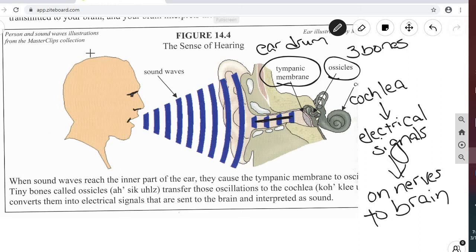So the oscillation of the air due to sound vibrates the tympanic membrane. That causes the ossicles to vibrate or oscillate, and then it gets transferred to the cochlea. The cochlea turns it into electrical signals, and then those electrical signals travel on nerves to the brain.